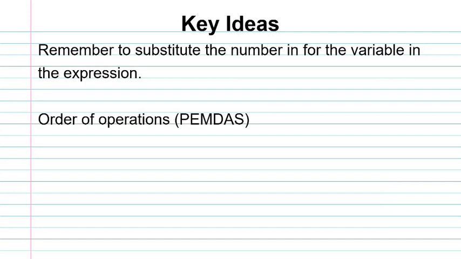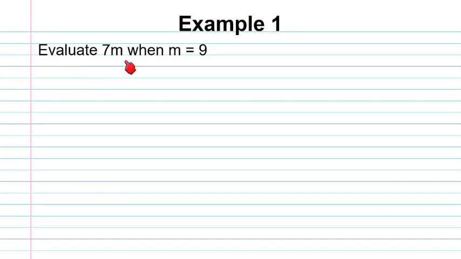So starting out, here's a very simple problem. We're going to evaluate 7m when m equals 9. So to start any problem, I'm going to keep this color coordinated for you, and I'm going to go ahead and put 7m down. Now with that, 7 is next to a letter. We know that that is multiplication. Anytime a number is next to a letter, that means multiplication.